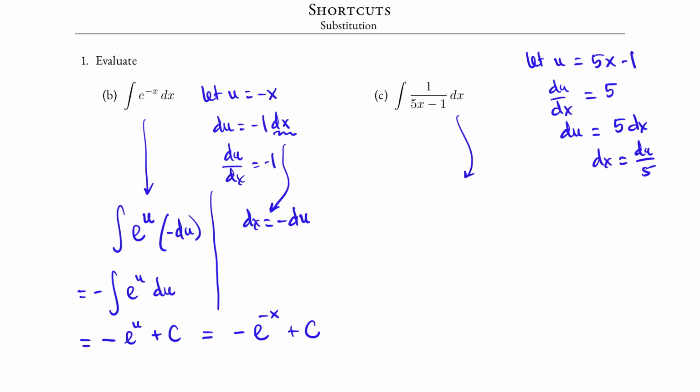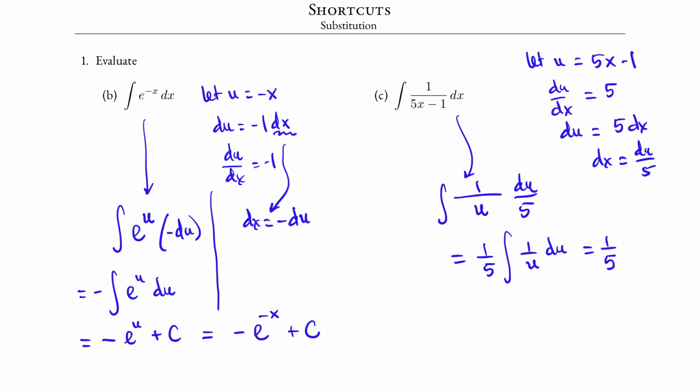Now that we have all of the components, we can do a substitution. The integral sign, 1 over, no longer 5x minus 1, because 5x minus 1 is now u. And we also substitute dx with du over 5. Simplifying this, we have 1 over 5, which is a constant multiple, so we move it to the front of the integral sign, 1 over u du.